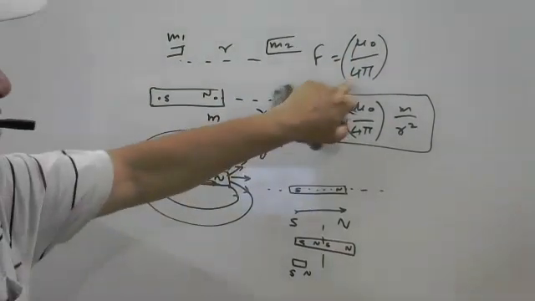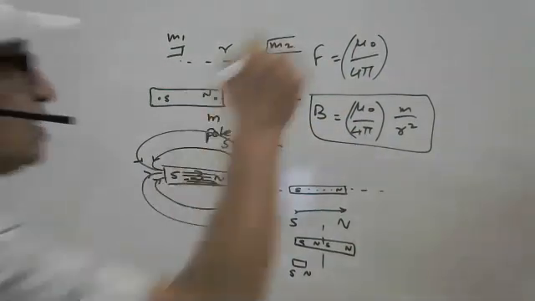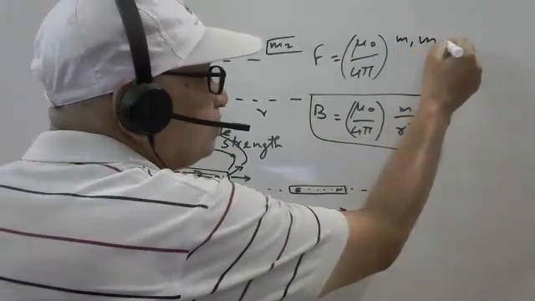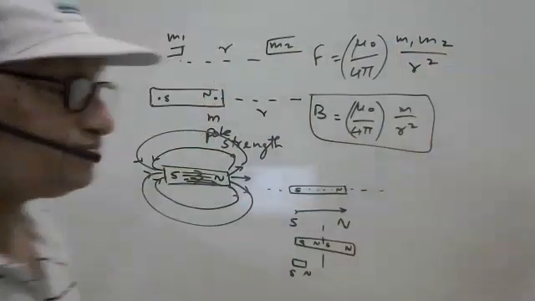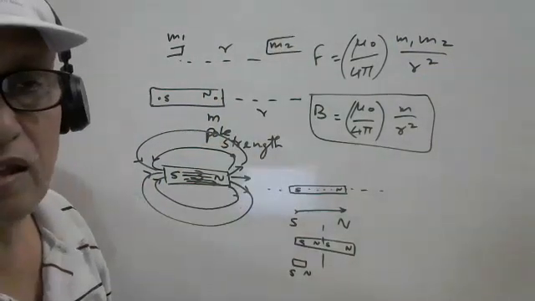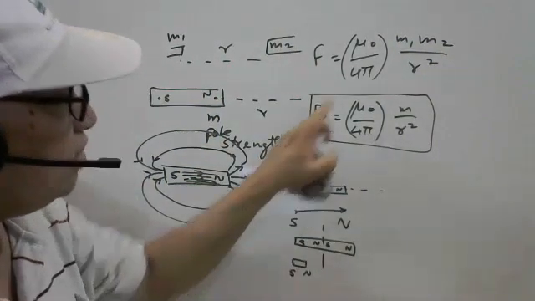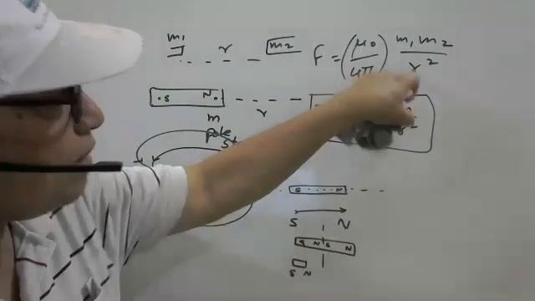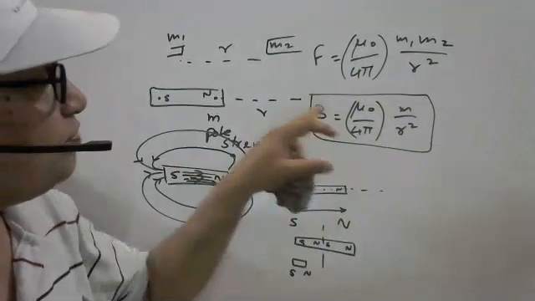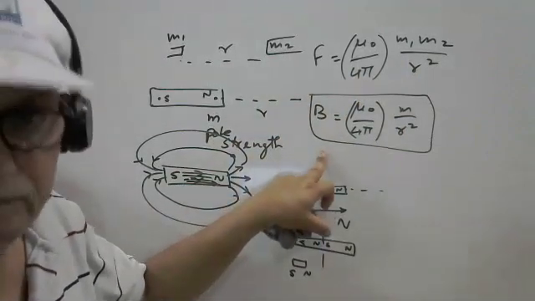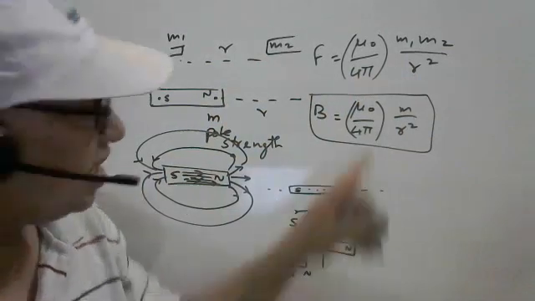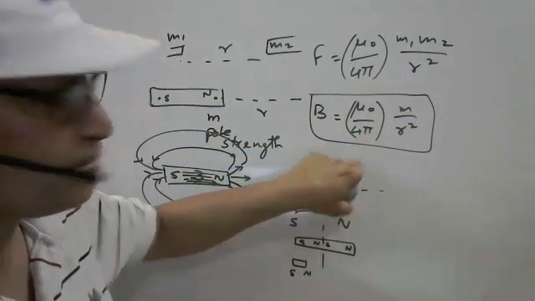So the numerical value of this is 10 to the power minus 7. M1, M2, this is not the mass but the pole strength. If you define the electric field as force divided by the charge, then in a magnetic field, it is force divided by the pole strength. So you can say the magnetic field is the force experienced by the unit pole strength at a distance of r, given by this formula.